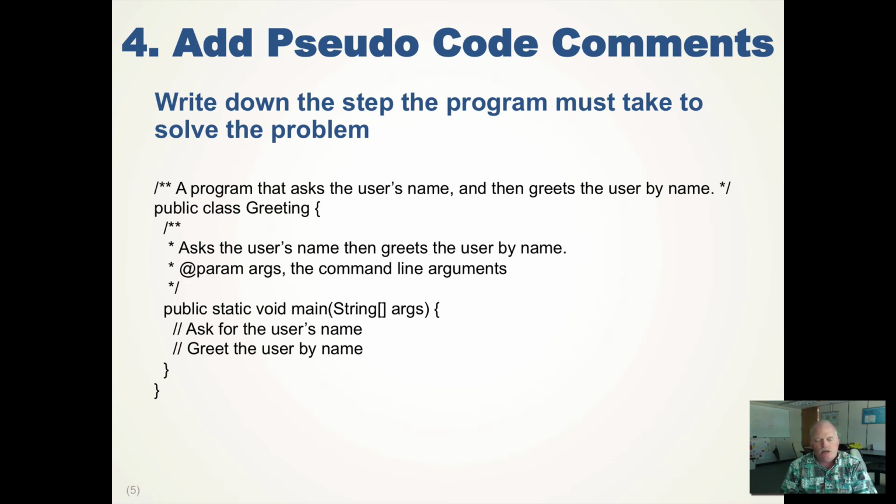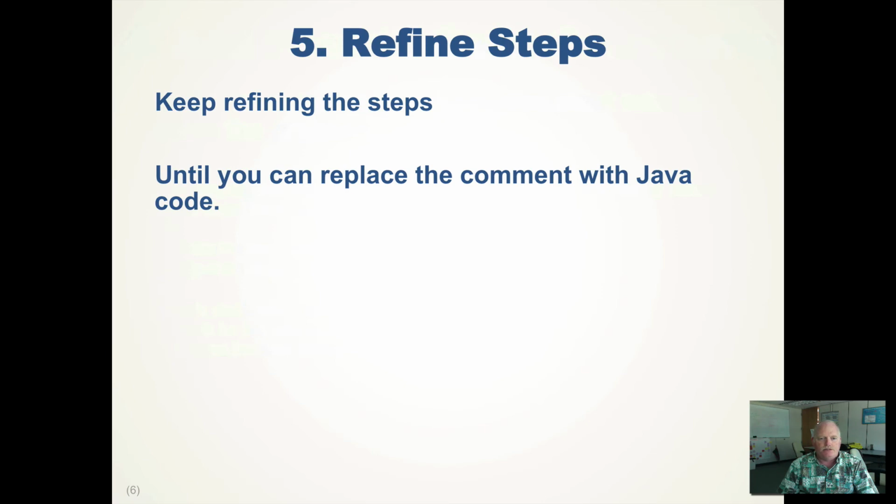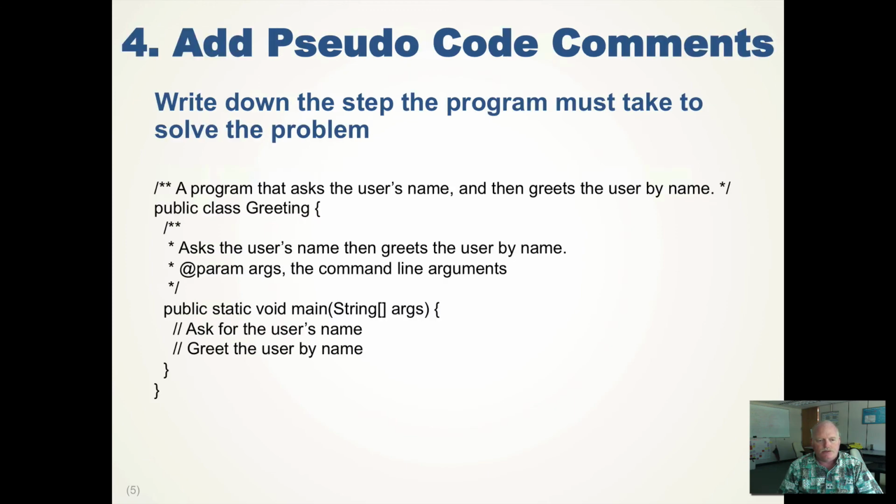That's a little too complicated for converting directly into Java, so we follow the fifth step, which is to refine the steps. We take a look at the previous steps and then break them up into smaller and smaller steps until we can replace the comment with Java. So in the example here, ask for the user's name can be broken up into print out the question, please type in your name, and then read in the user's name. So we broke that into two steps.